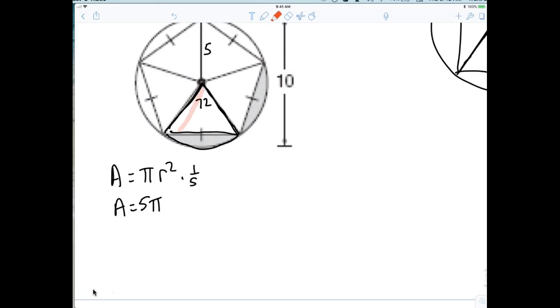So again, just to make sure you're hearing me, that whole thing is 5 pi, right? Now I'm just going to find the area of the triangle. We're going to subtract out the triangle. And so this right here is 5, and this is 5. So if I draw this down, this becomes a 36, right? Oh wait, no, you don't know the box. You have to do trig on this, I'm pretty sure.